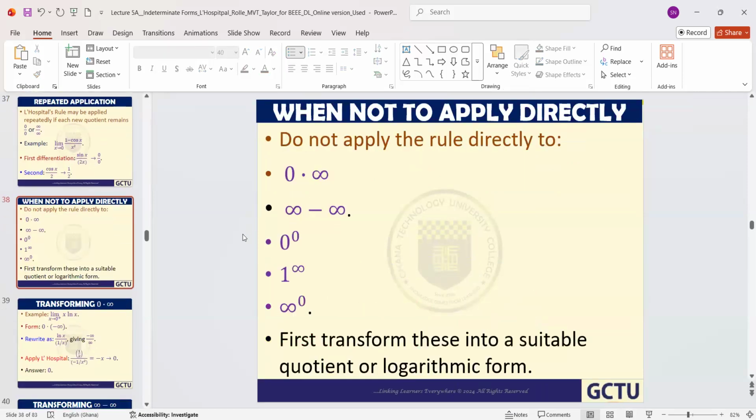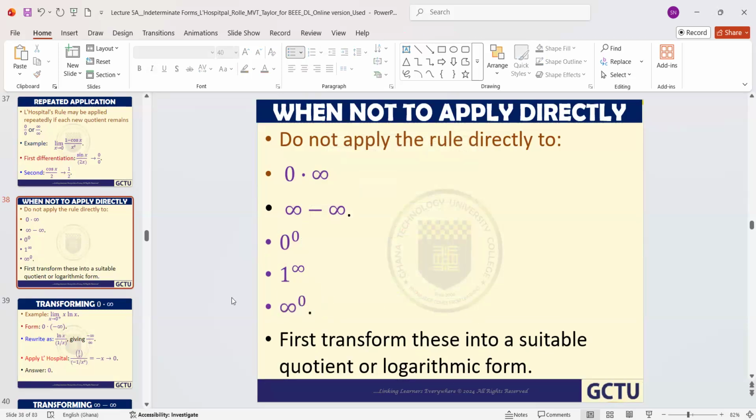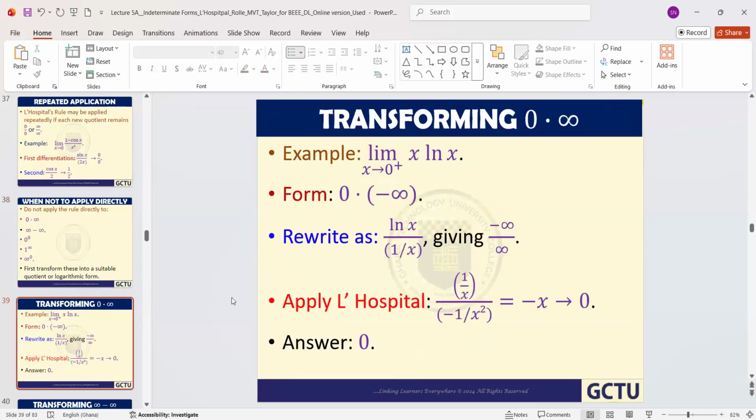So when not to use L'Hopital's rule: do not apply the rule directly to questions like 0 times infinity, infinity minus infinity, 0 raised to the power 0, 1 raised to the power infinity, and infinity raised to the power 0. Please don't do that. First of all, transform them into the suitable quotient or logarithm format. Then L'Hopital's rule can apply.